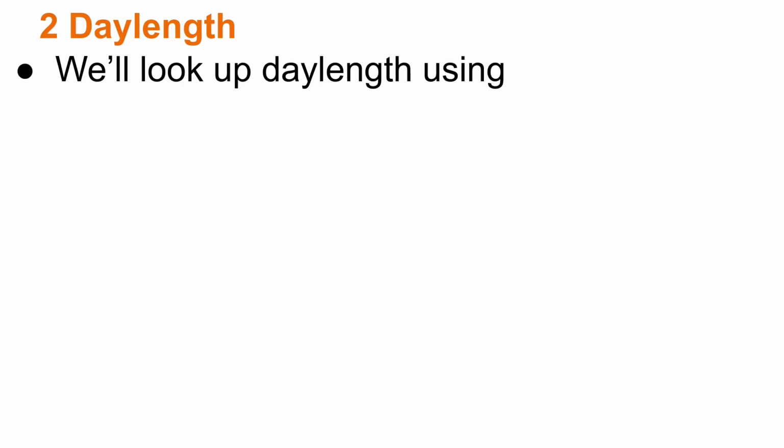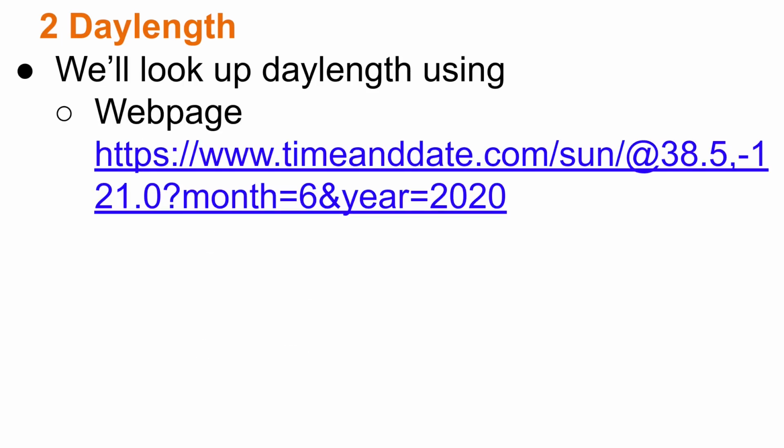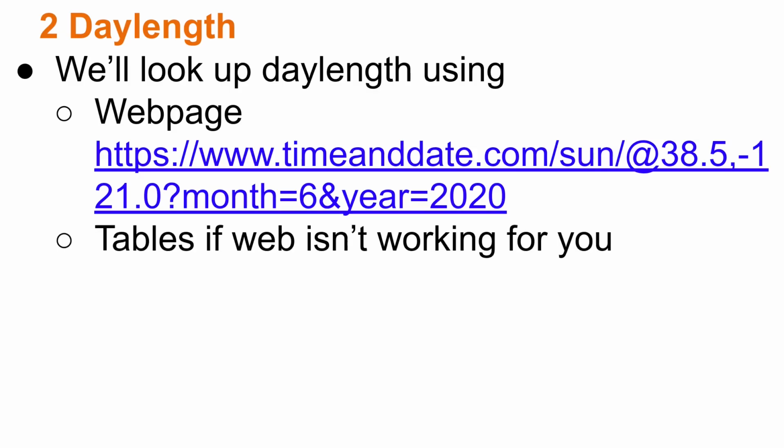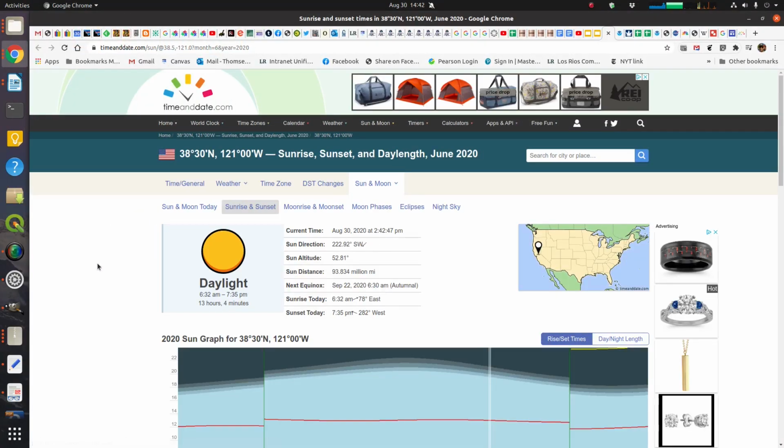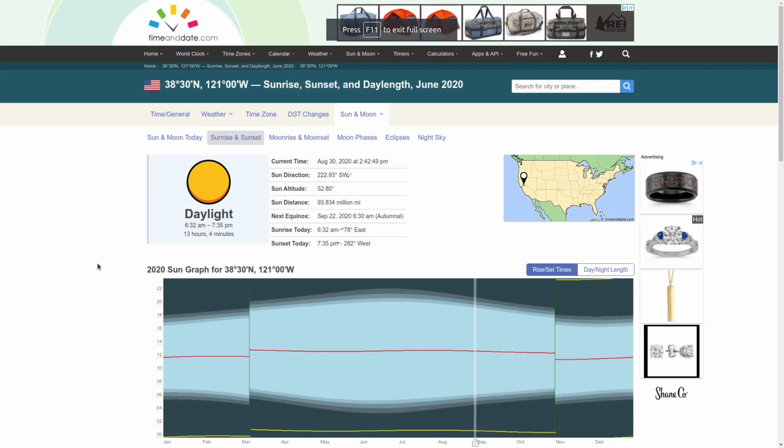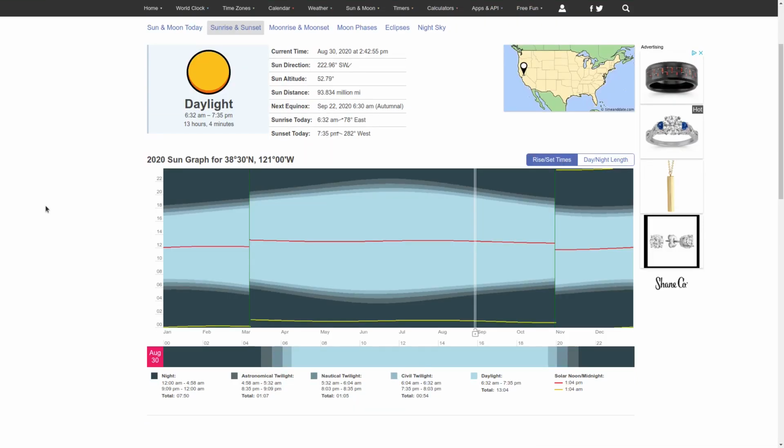For your lab, we're going to look up day length using this web page. That's going to be the easiest way to do it, but in case you're having issues with the web page, I will print out that web page and supply you with PDF versions of the tables so that you can look up the data yourself. So if we go to time and date, I love this website. Many of you are going to have to start tracking changes in day length. So there's this graph over the course of a year.